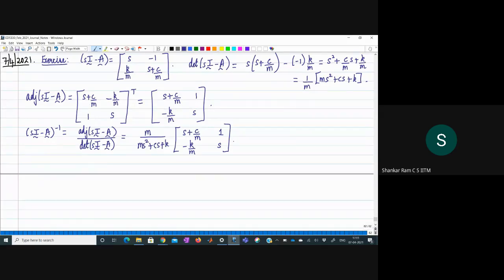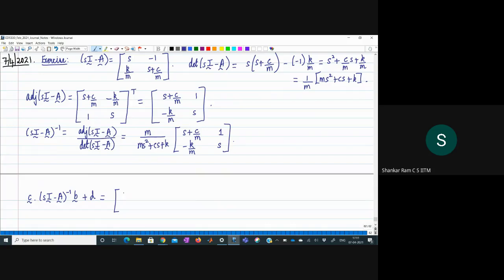So now what we need to do is take sI minus A inverse times B, and then multiply the vector which results out of that with C, right? Take the dot product. So let's calculate C times sI minus A inverse B plus D, right?